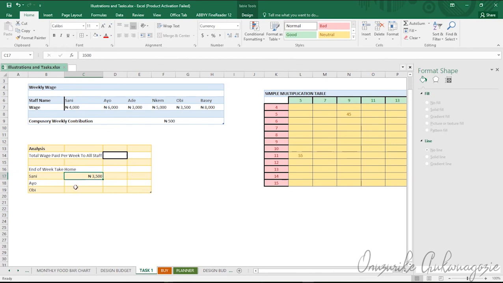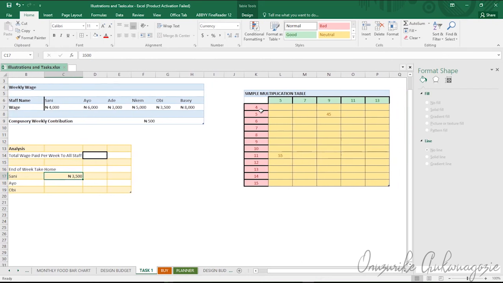So coming to this side, we have a simple multiplication table. So for the multiplication table, it starts from 5, all right, and you'll be multiplying it with the vertical guys. Okay, so here it will be very simple. 5 times 4 will give you what will be in this cell. 5 times 5 will give you what will be in this cell. It's just very easy. Then you do that for the others.